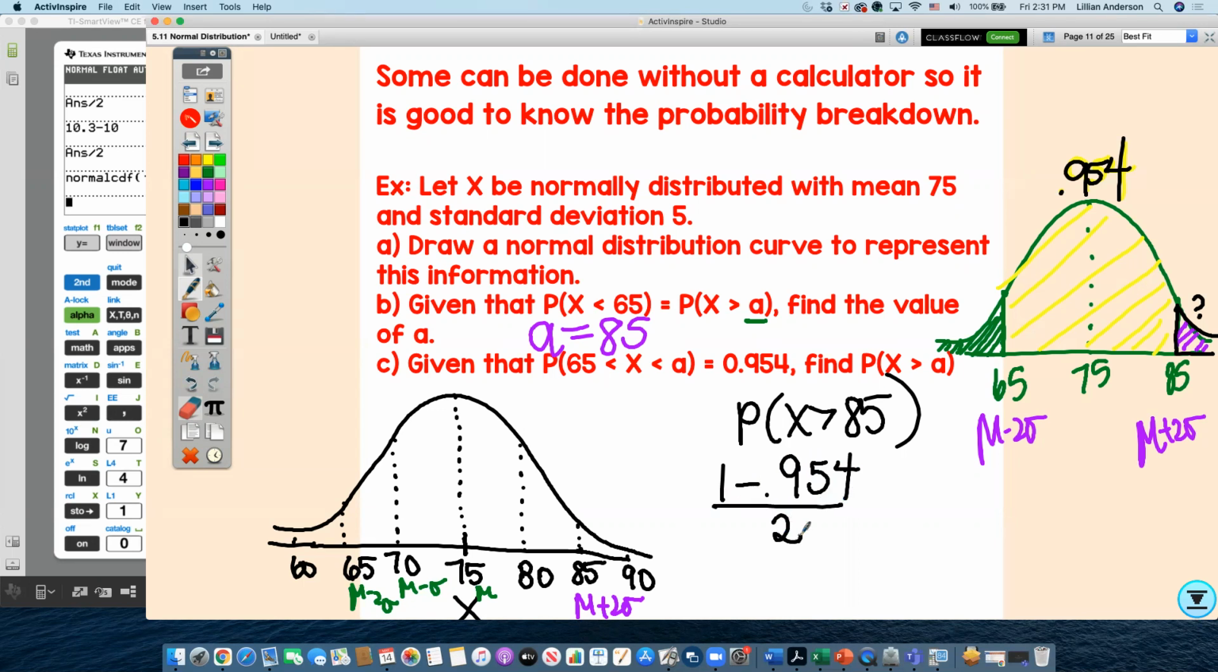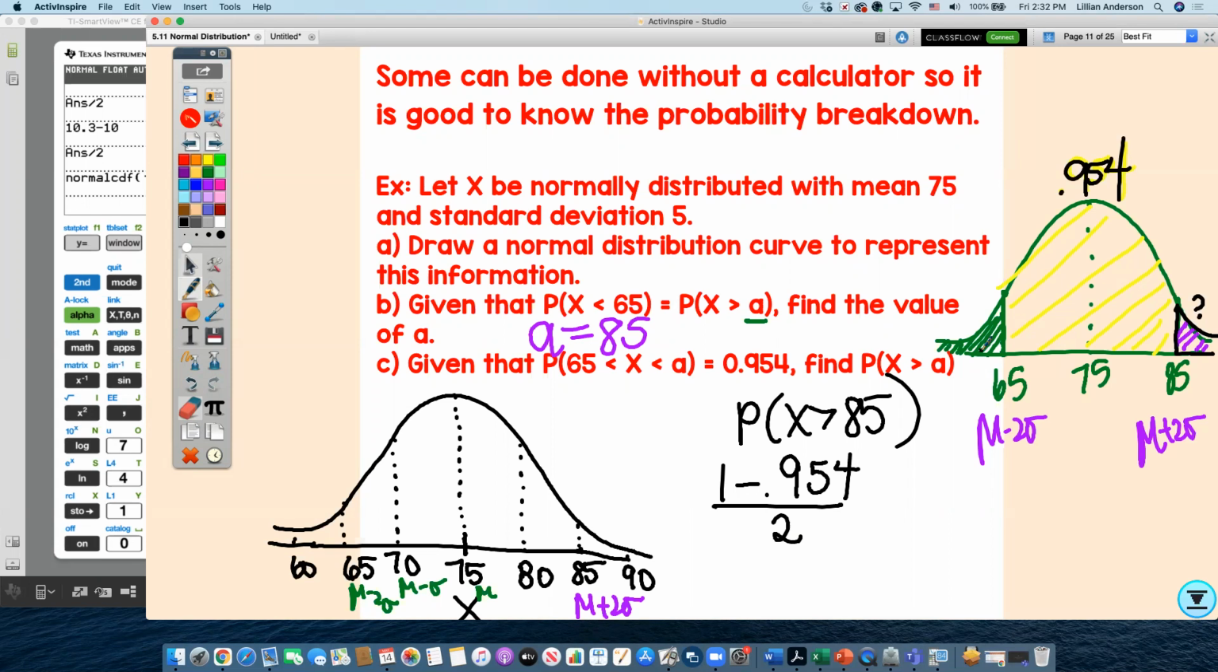Because how much is underneath the normal distribution curve? 100%, or a probability of 1. So if I do 1 minus the probability I know, which is in yellow, then divided by 2, because remember, these are equal. The green and the purple are equal probabilities because they were equally spaced away from the mean. So by dividing by 2, I will find just 1.